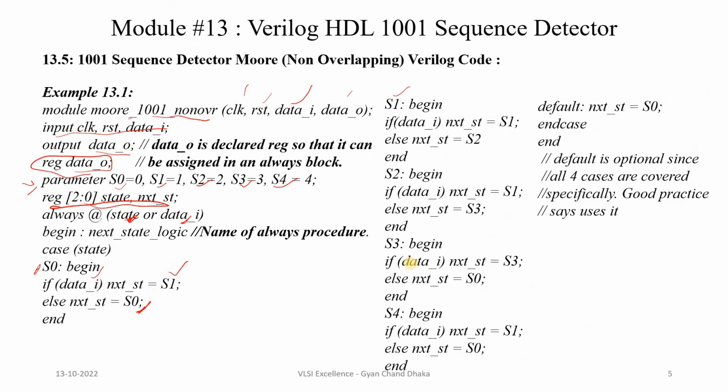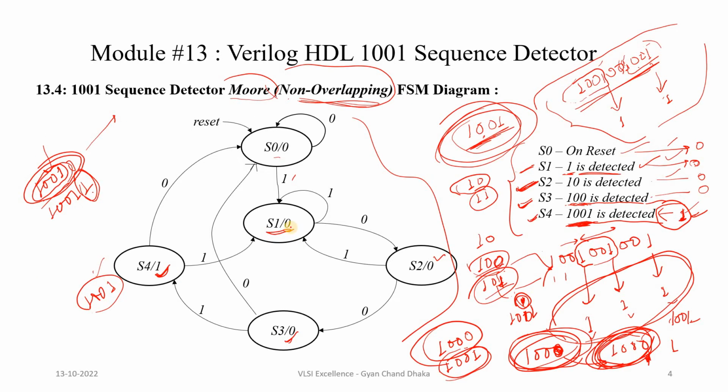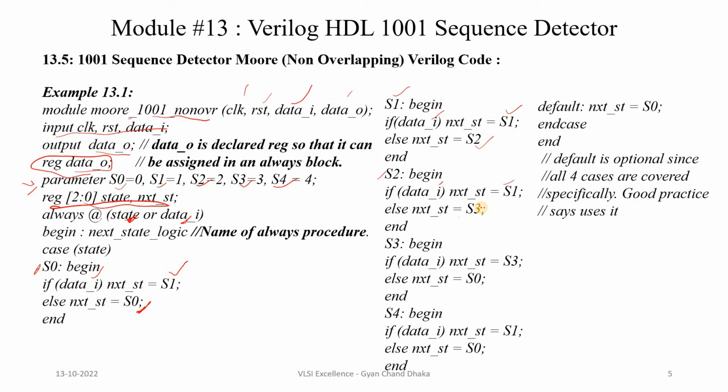So this is how it works. If the data input is high, we stay in the same S1 state, otherwise we go into S2 state. And if we are in S2 state, then if our data input is 1, we go into S1 state, otherwise we go into S3 state.